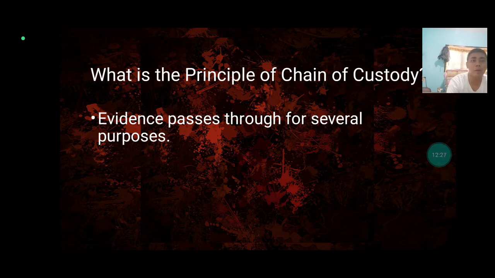So next is, what is the principle of chain of custody? Evidence passes through many hands with similar purposes. Due to this, the principle of chain of custody must be observed. The chain of custody is a critical process of evidence documentation. It must be assured to the court of law that the evidence is authentic.